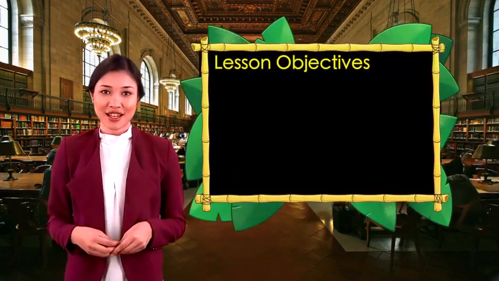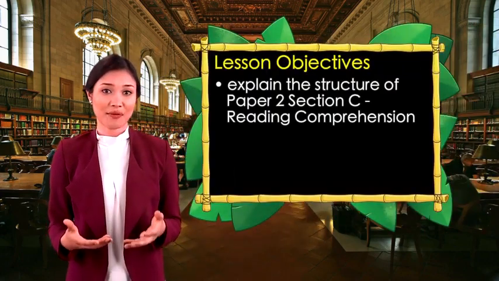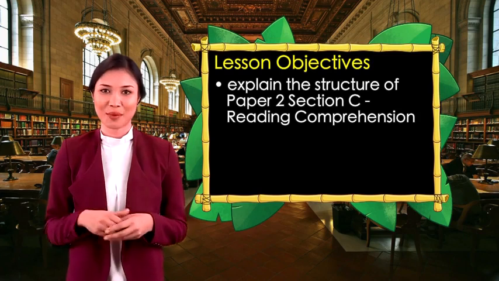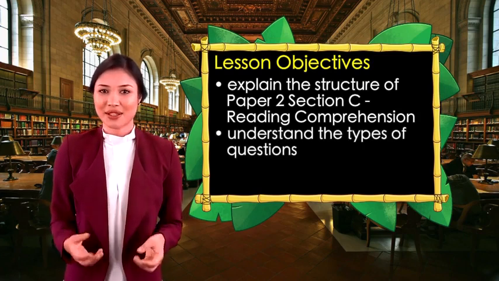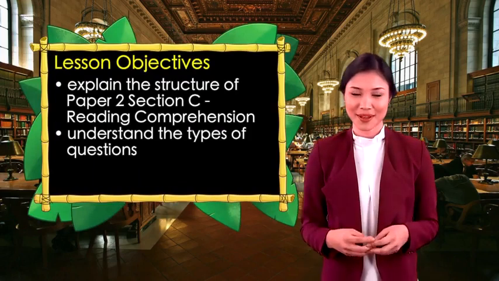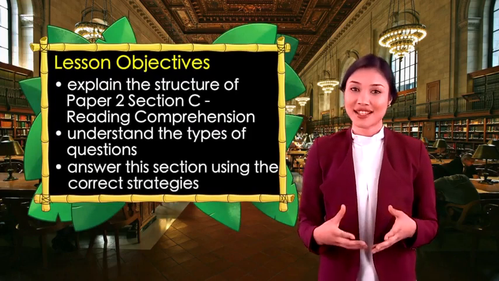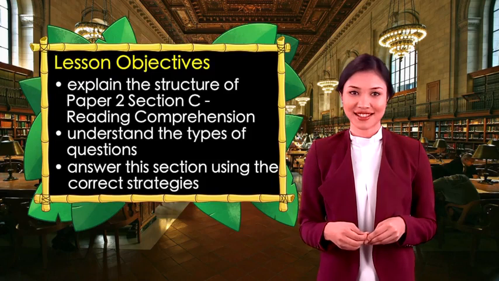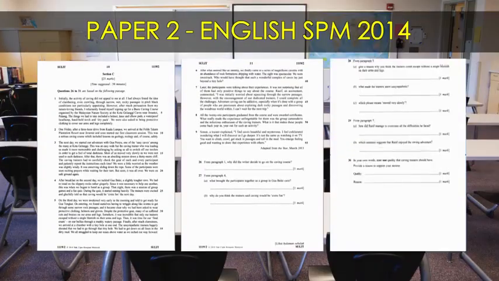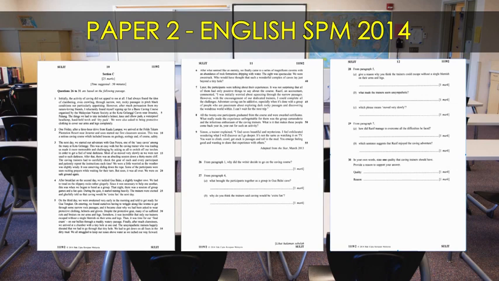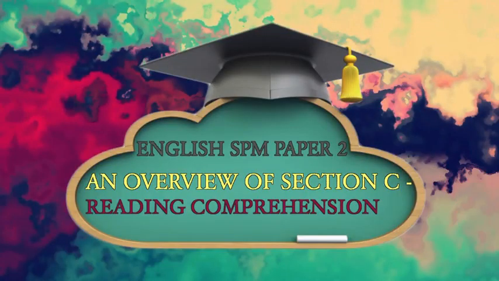By the end of this lesson, you should be able to explain the structure of paper 2, section C, reading comprehension. Understand the types of questions. And lastly, you should be able to answer this section using the correct strategies. In order to help you understand better, I have provided you with an extract from the 2014 SPM paper. Follow my instructions and you should be able to answer paper 2, section C, reading comprehension in no time. So what are we waiting for? Let's begin.